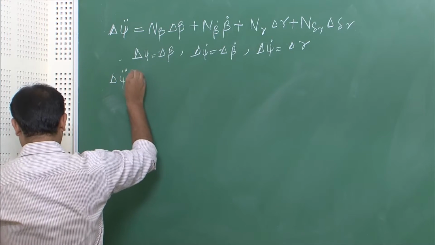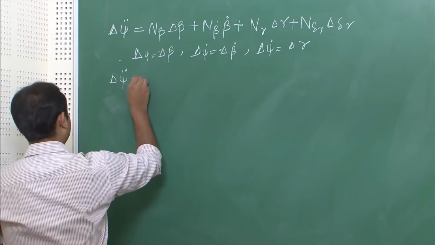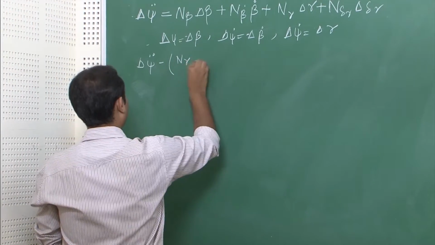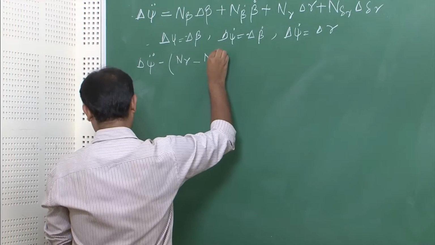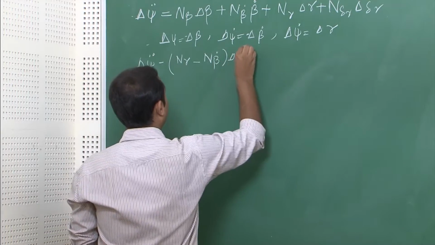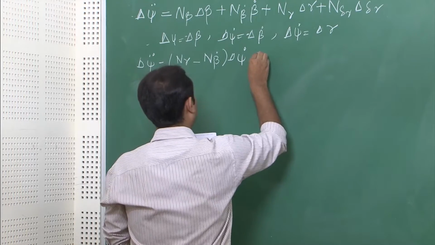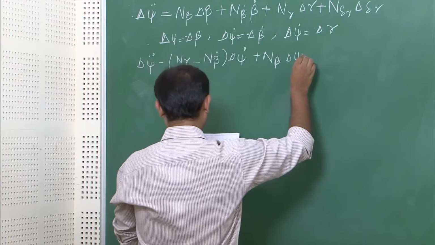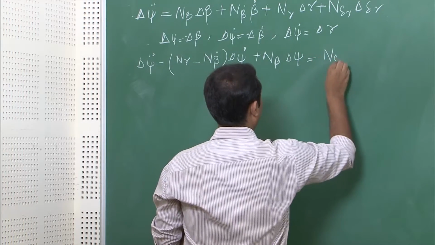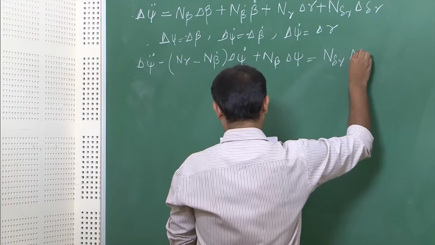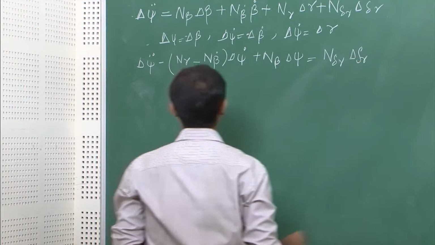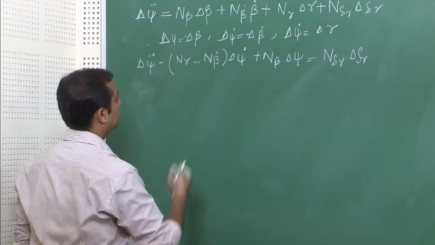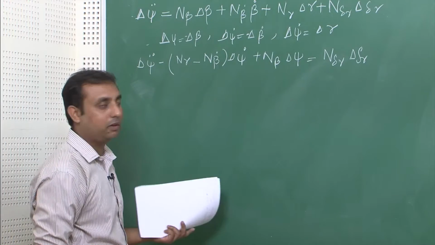delta psi double dot minus n r minus n beta dot into delta of psi dot plus n beta into delta of psi equals n delta r into delta of delta r. So this is your differential equation. By seeing this, you can tell this is a second order differential equation.